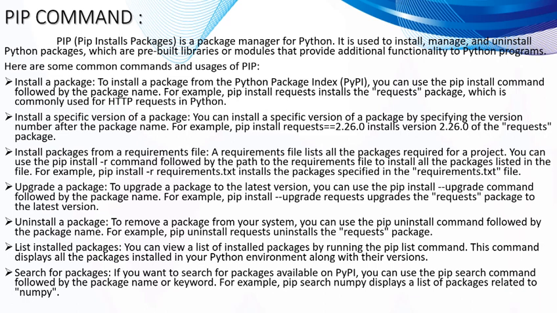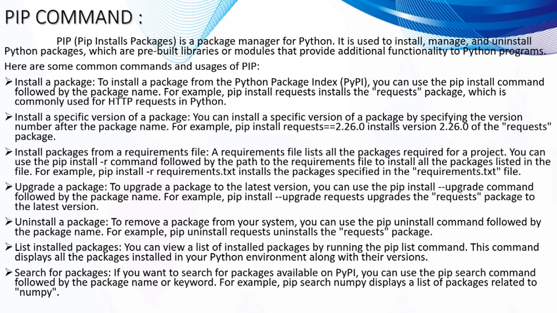Install a package. To install a package from the Python Package Index, you can use the pip install command followed by the package name. For example, pip install requests installs the requests package, which is commonly used for HTTP requests in Python. Install a specific version of a package. You can install a specific version of a package by specifying the version number after the package name. For example, pip install requests==2.26.0 installs version 2.26.0 of the requests package.